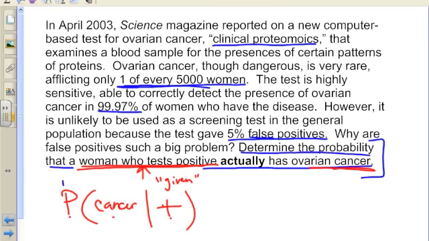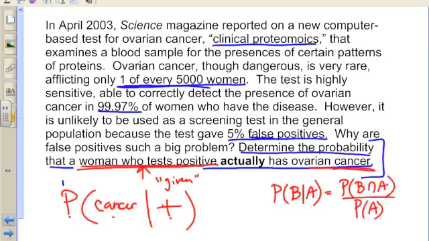Now I just want to remind you that we did have a formula for these conditional probabilities. We took the probability of and we divided by the probability of the second piece, or the given. So I'm going to use that here. This is going to be the probability of cancer and positive, and I'm going to divide that by the probability of positive. So let's take that over onto our next page where we have all those probabilities.